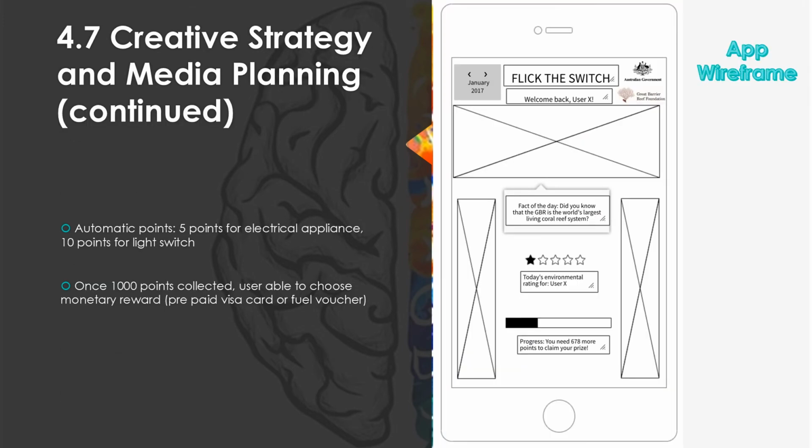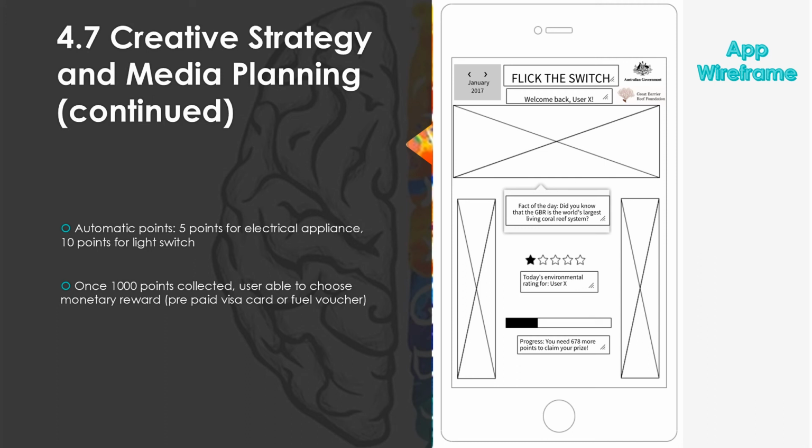Once linked to the energy provider, the app will automatically collect points through a point system when an electrical appliance is switched off. This will be 5 points. Light switches, in this case, the user will receive double points as this is one of the most commonly overused electrical appliances, so that will receive 10 points. Once the user has collected 1,000 points within the system, the user is able to choose their reward.